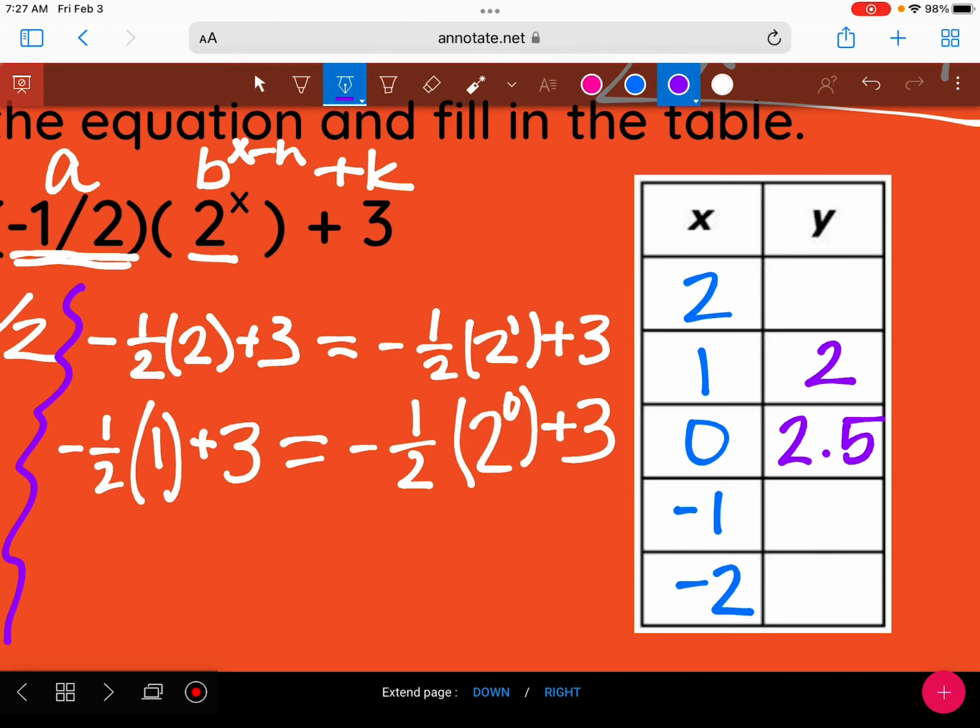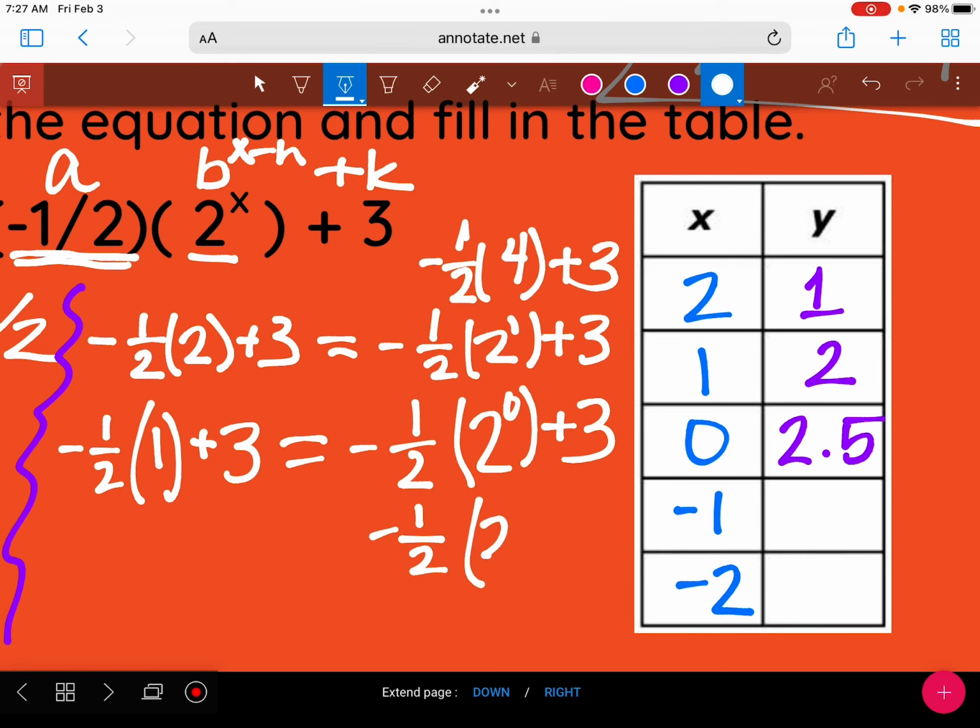All right. And then we plug in 2. We get negative 1/2 times 2 squared, which is 4 plus 3. What is 1/2 of 4? 2. We know it's negative, so negative 2 plus 3 is 1. All right, and then our other one, negative 1/2 times 2 to the negative first plus 3.